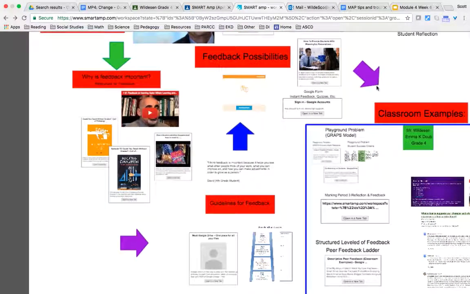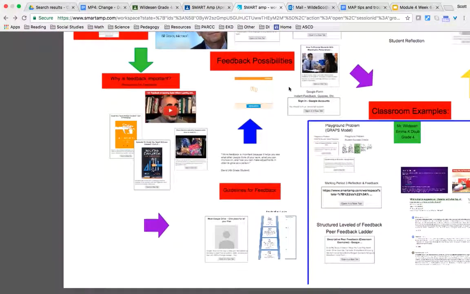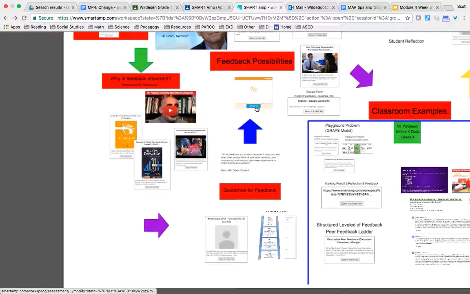And then up above here, I included feedback possibilities. The greatest thing about technology is the endless possibilities of feedback and the different ways that we can approach it. I started with a very simple one right here, which is in SmartAmp. It is the assessment feature. You can go numerous ways with that. You could do just a basic question and answer, multiple choice. You could do response.